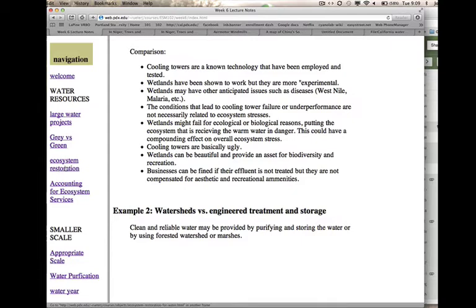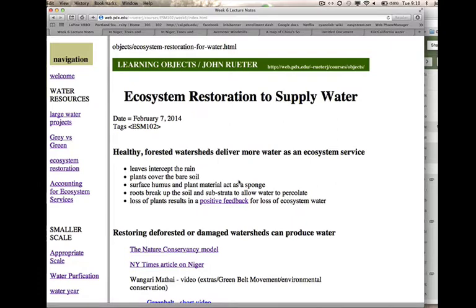Okay, I want to talk about this in terms of, again, large projects, but we're going to be talking about using healthy forested watersheds to deliver more water. So the way it works is that the leaves of the tree intercept the rain, the plants cover the soil, you don't get as much erosion, and the surface soil and the organics in the soil act as a sponge and they hold the water. The roots break up the soil to create passages for percolation of water into the groundwater.